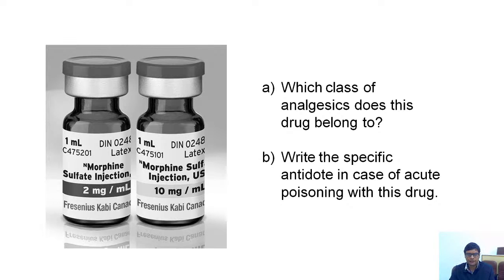In this slide you have been shown vials of morphine sulfate injection, and the question being asked is: which class of analgesic does this drug belong to? So morphine, you all know, belongs to opioids.